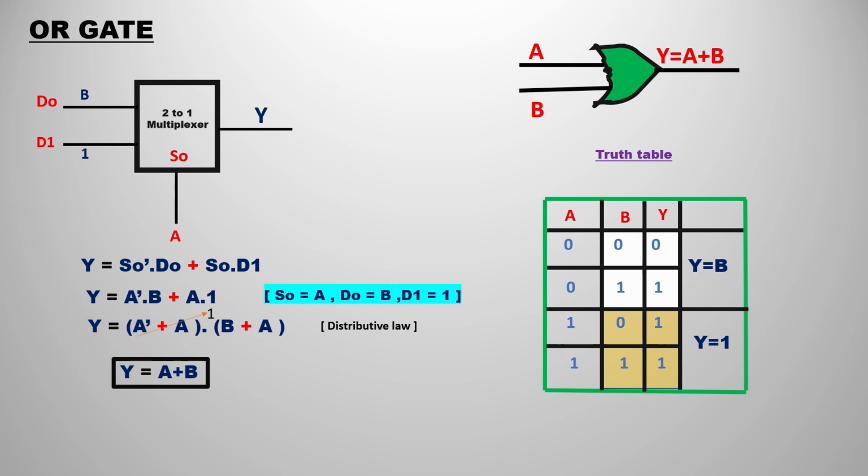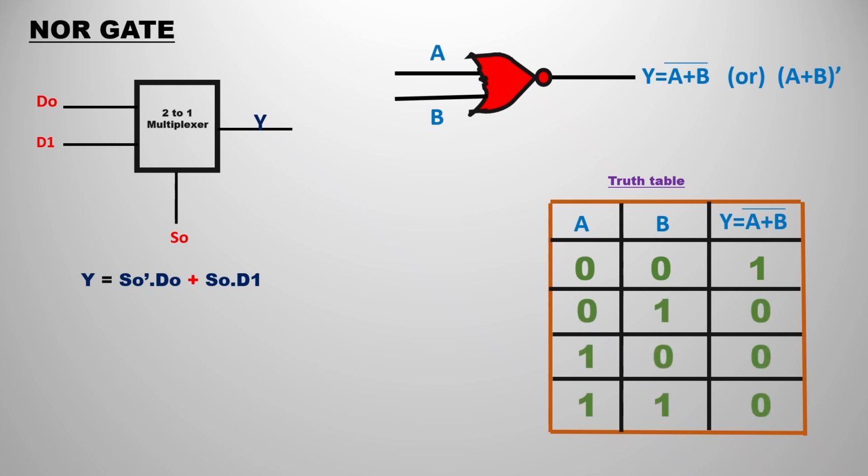According to the output expression, how will we write Y? A bar into B plus A into 1, that is the output expression, right? As we change all the values, A bar B plus A, we can represent as A bar plus A, times B plus A. This is the representation of the distributive law. If you don't know how to apply this distributive law, I am giving the video in the description box, check it out. That is Boolean algebra, simply. A bar plus A equals 1, so the output expression would be Y equals A plus B.